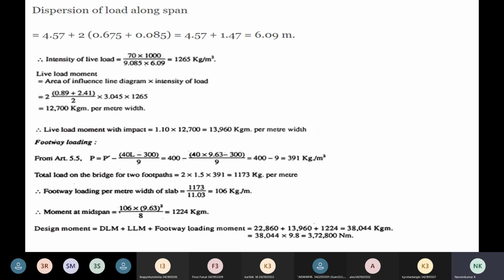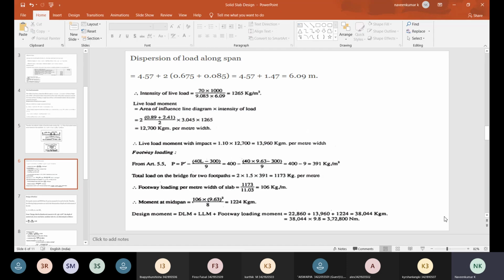we have done the design moment as per the dead load. We calculated the dead load moment intensity at the mid span of the slab, the midspan of the bridge. Similarly, we are going to do the live load calculation. After completing the live load calculation, we are going to design. We are going to calculate the moment of the live load. That is the thing we are going to see.